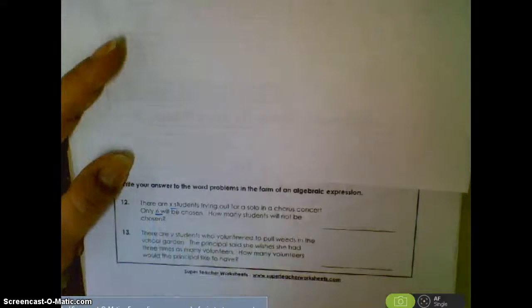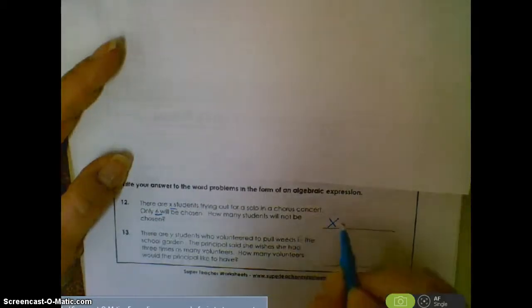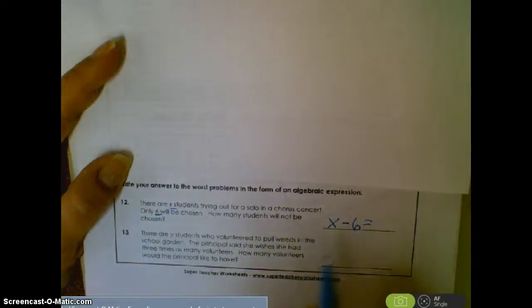There are x students trying out for a solo in the chorus concert. Only 6 will be chosen. How many students will not be chosen? So we don't know our total. That will be our x. Only 6 will be chosen. So we'll subtract those 6 to find out how many will not be chosen.